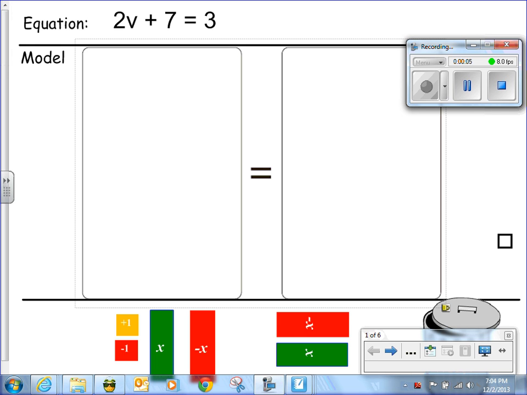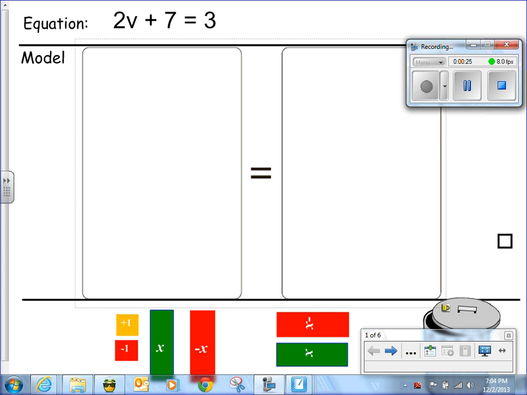Okay, so what we want to do now is start modeling two-step equations. We modeled one-step equations the other day in class, so now we want to take a chance on the two-step equations. The equation at the top of the page on your notes is 2v plus 7 equals 3.